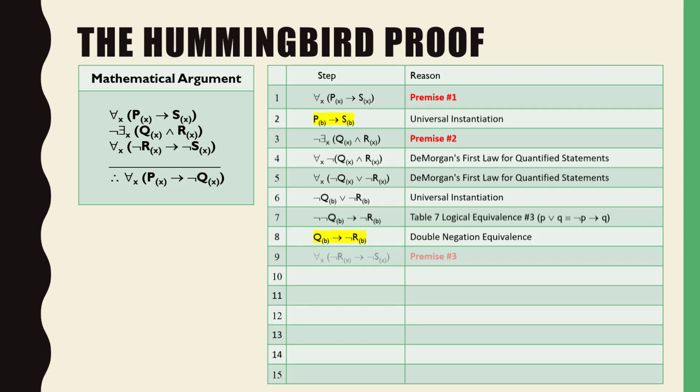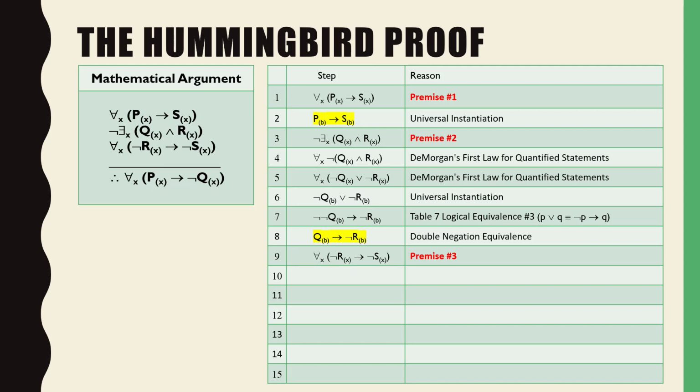So, premise number 3. What do we want to do? Instantiate it, right? Universal instantiation, and since it's true for all, it's going to be true for at least Bob, Bob the hummingbird. What else can we do here? Can you see anything? There's kind of a pattern here.